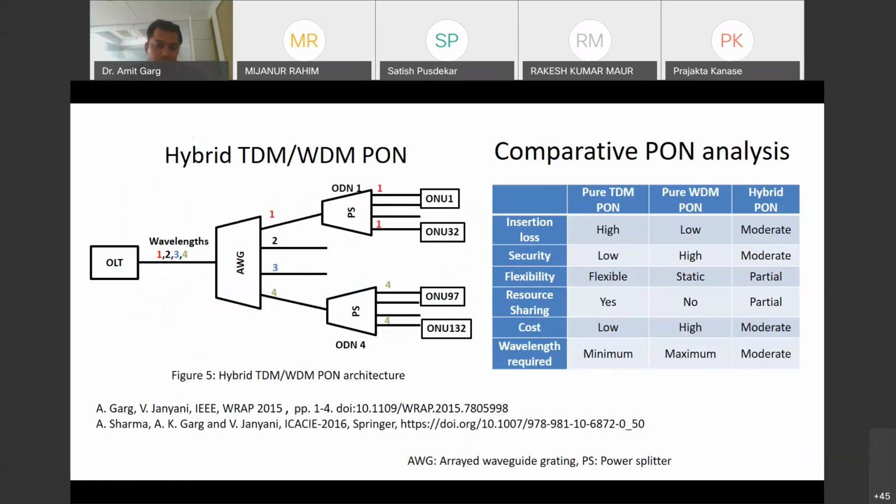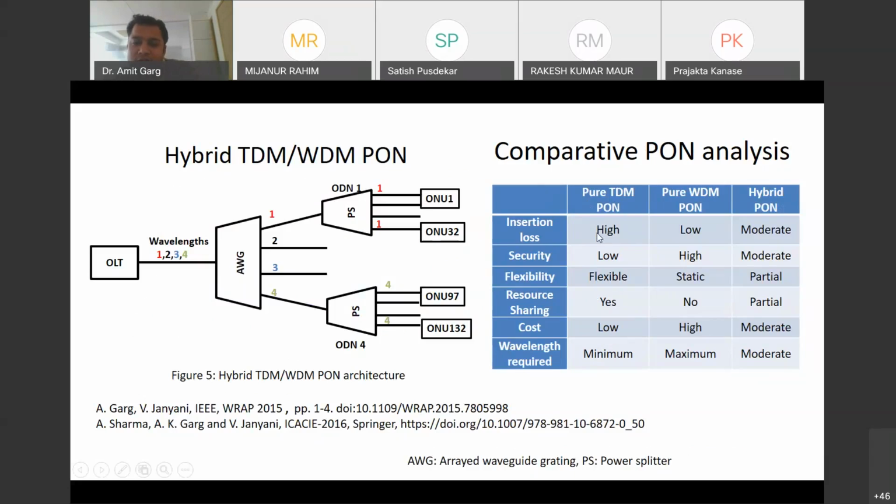Basically the combination of TDM and WDM PON seems to be attractive, and I will not discuss this much more as Professor Anand Srivastava has already discussed it, but I'll just give you some comparative idea about these pure TDM, pure WDM, and hybrid PON.